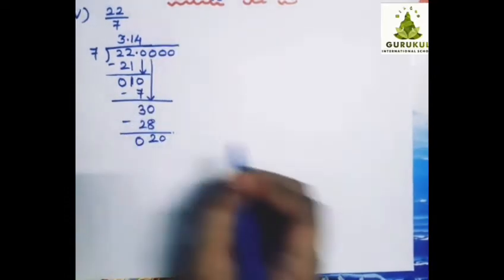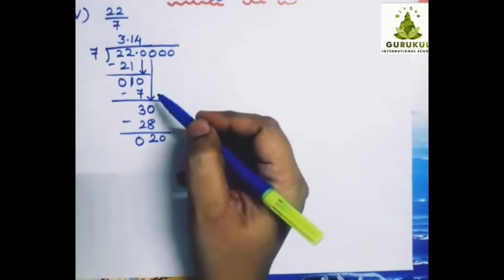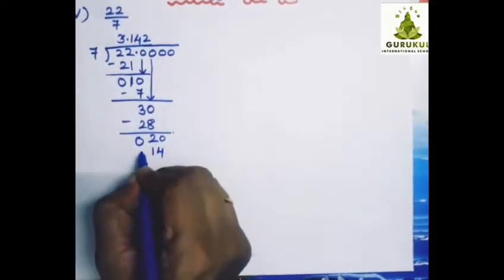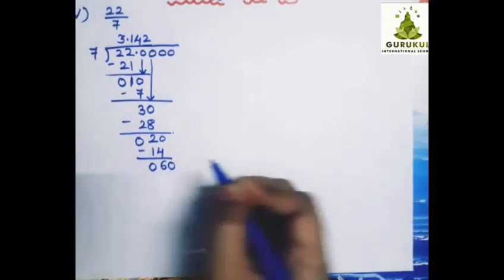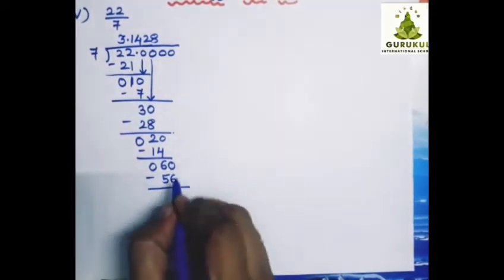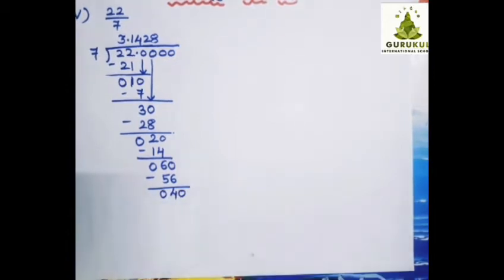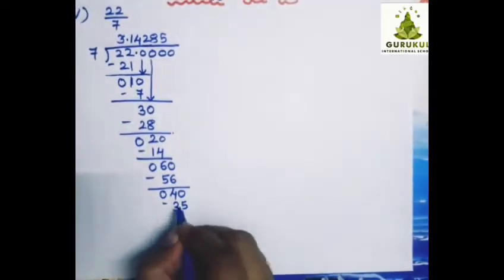Again take 0 down. Now every time I will not put arrows. Let it be. Now you can easily understand it. Then 7 2s are 14. 20 minus 14, what will it give you? 6. Upside 0. Then 7 8s are 56. So it will be 60 minus 56, 4. Again take 0. 7 5s are 35. So it will be 5.